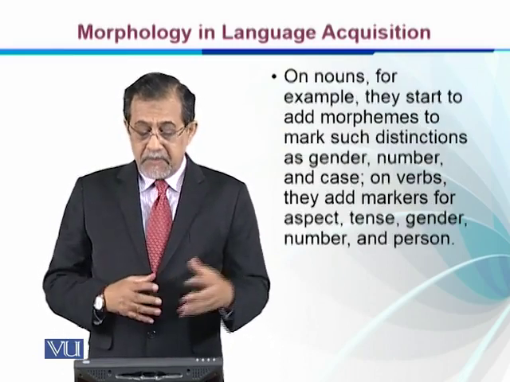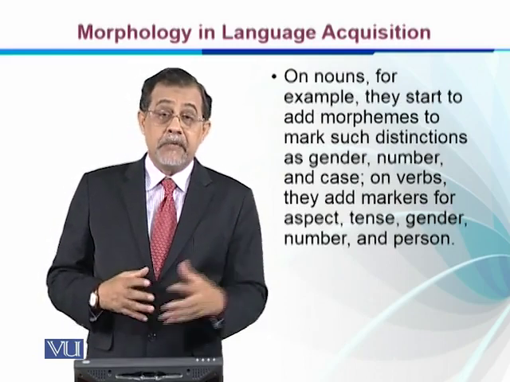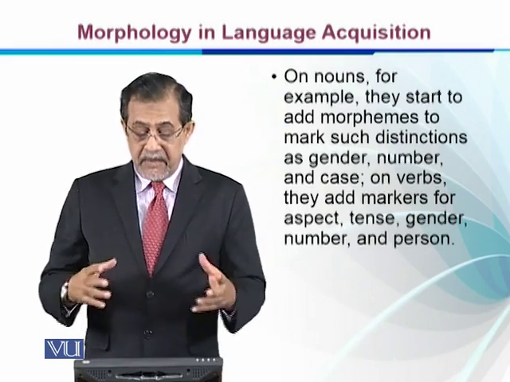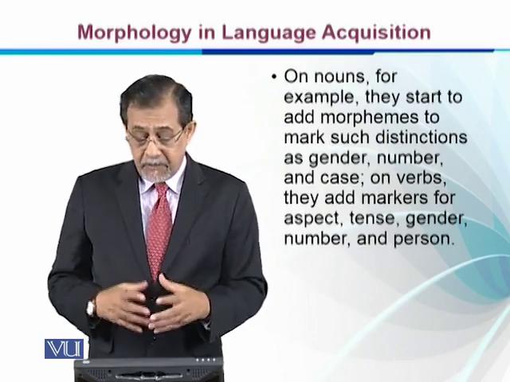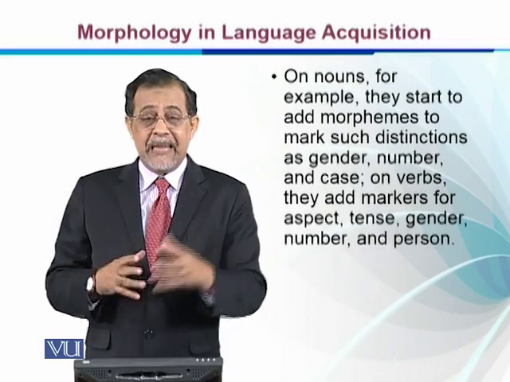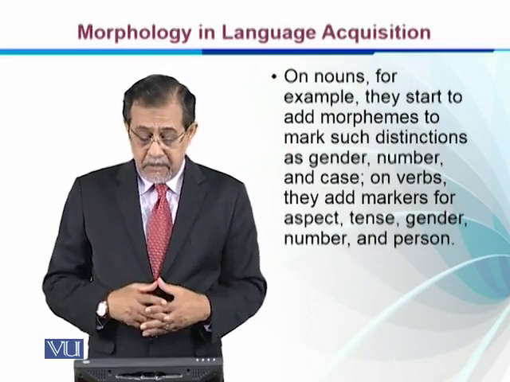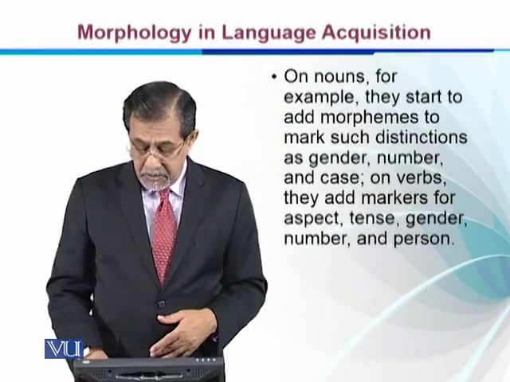On nouns, for example, they start to add morphemes to mark such distinctions as gender, right? Number, case. On verbs, they add markers for aspect and tense. Aspect means perfective and progressive. Either they add -ing or they add -ed. Gender: masculine and feminine. Number: singular, plural. And person: first person, second person, third person.